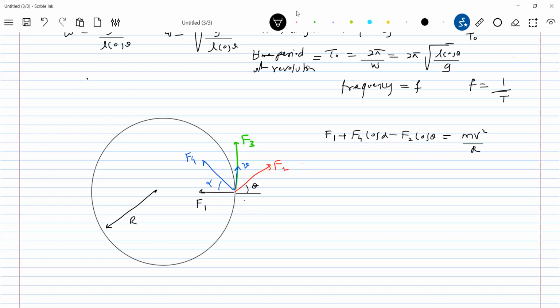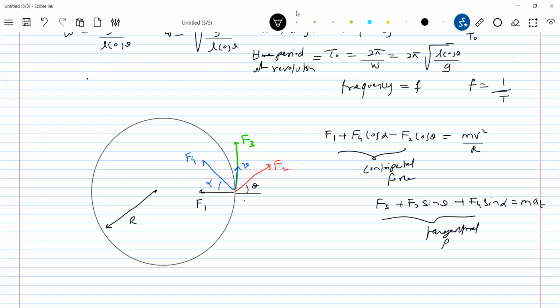What is F3? F3 will become the tangential force. All this you should call centripetal force. And what about F3? F3 plus F2 sine theta plus F4 sine alpha should be equal to m a_T. I'm not showing the tangential, it should be understood. So all this will become tangential force. Okay, got the idea now? So this is the basic idea.